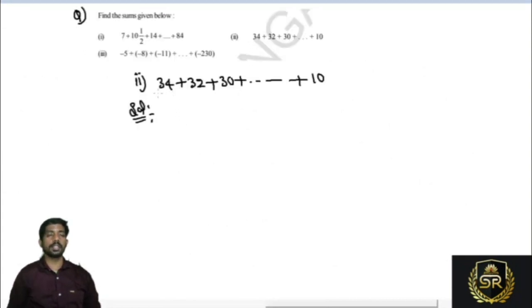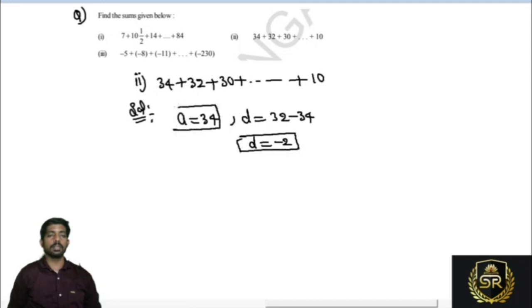So here we have a series: 34 plus 32 plus 30 plus and so on up to plus 10. Here we have a first term. First term a is equal to what? 34. Okay. Common difference is equal to second term minus first term, right? 32 minus 34. So d is equal to minus 2, and a is equal to 34.